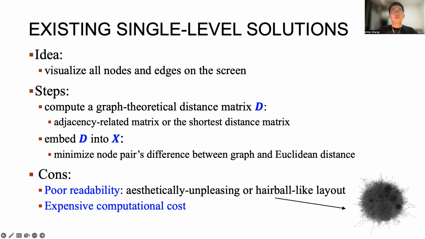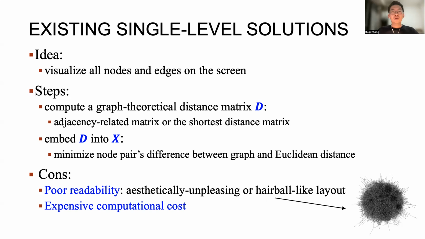Regarding existing visualization solutions, a common way is to show all nodes and edges on the screen, which is called single-level visualization. It generally involves two steps. First, a graph theoretical distance matrix is computed. This matrix can be obtained using either an adjacency matrix or the shortest distance matrix. Next, the distance matrix is embedded into the position matrix, aiming to minimize the difference between the pairwise distance on the graph and the Euclidean distance on the screen.